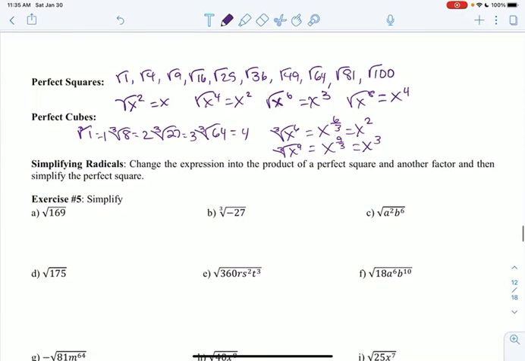All right, so simplify. Change the expression into a product of a perfect square and another factor, and then simplify that perfect square. First ones are just really simple, though. Square root of 169 is 13. B, I have the cubed root of negative 27. Well, that's going to be negative 3, because negative 3 times negative 3 times negative 3 is negative 27. And then if I have the square root of a squared b to the 6th, remember you're just taking half of that exponent. So square root of a squared is a, and the square root of b to the 6th is b to the 3rd.